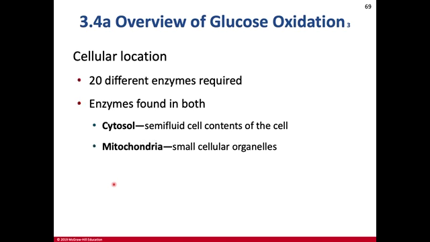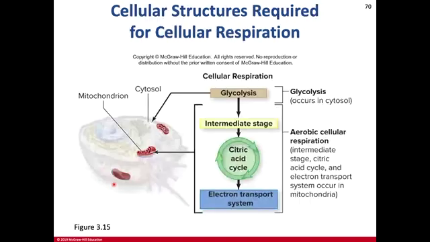There are 20 different enzymes required for all 3 legs of metabolism, and they're found in the cytosol and the mitochondria. And there's the layout, right? There are the 3 legs, right? The intermediate stage is really just the movement of the pyruvate from the cytoplasm into the mitochondrial matrix. So some consider that a separate phase of metabolism. Some just consider that the transition from glycolysis to the citric acid cycle.